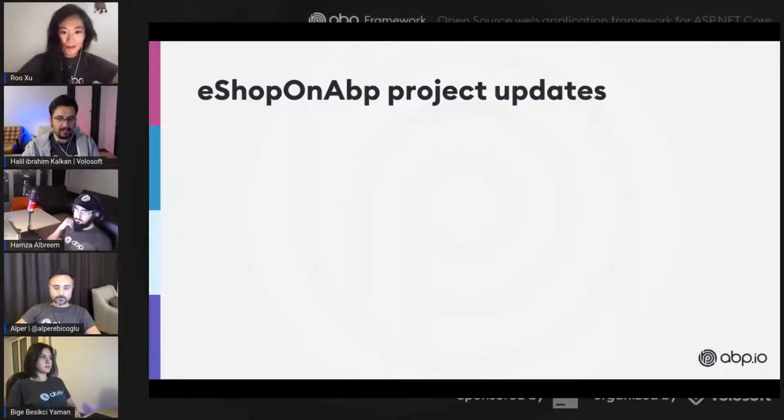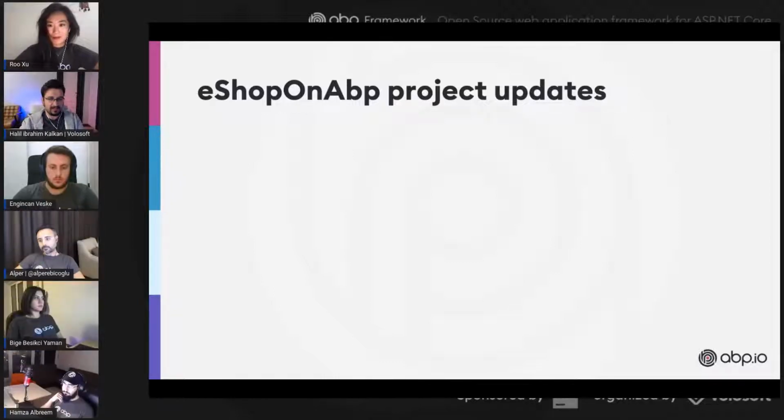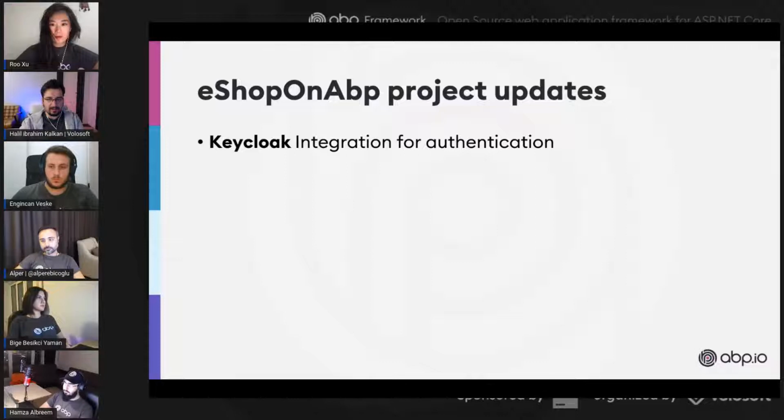You know that we are developing eShopOnAbp as a similar example of Microsoft's eShop on containers. eShopOnAbp demonstrates how to create a microservice solution with the ABP framework. In ABP 7, we have also worked on that project and added Keycloak integration. Actually, we have replaced the authentication server.